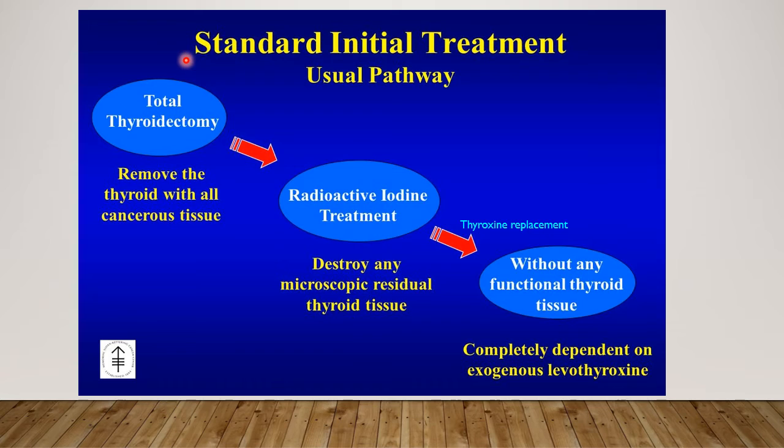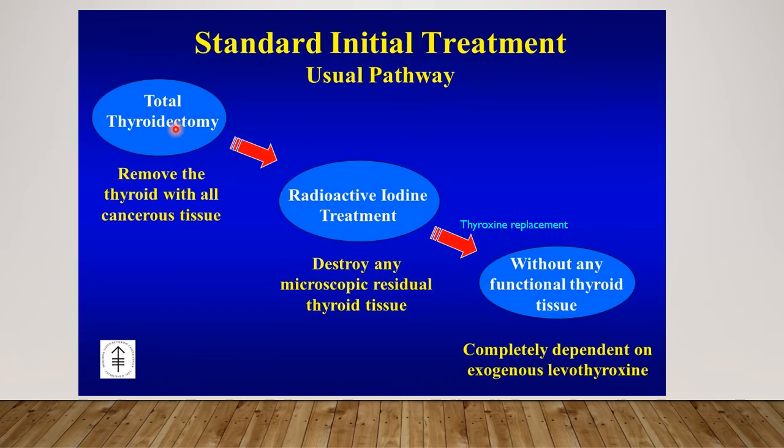Let's now go through the usual pathway of the standard initial treatment. Once the thyroid lump has been confirmed to be cancerous, we do a total thyroidectomy, which removes the thyroid with all the cancerous tissue that is visibly seen. And then we subject the patient to radioactive iodine treatment. This is an ablative treatment which destroys any microscopic residual tissue that may be left behind.